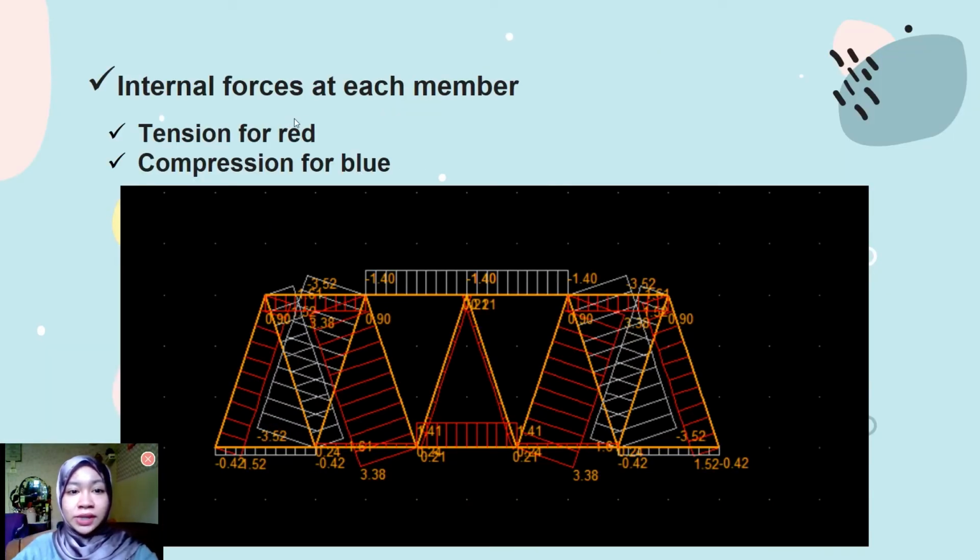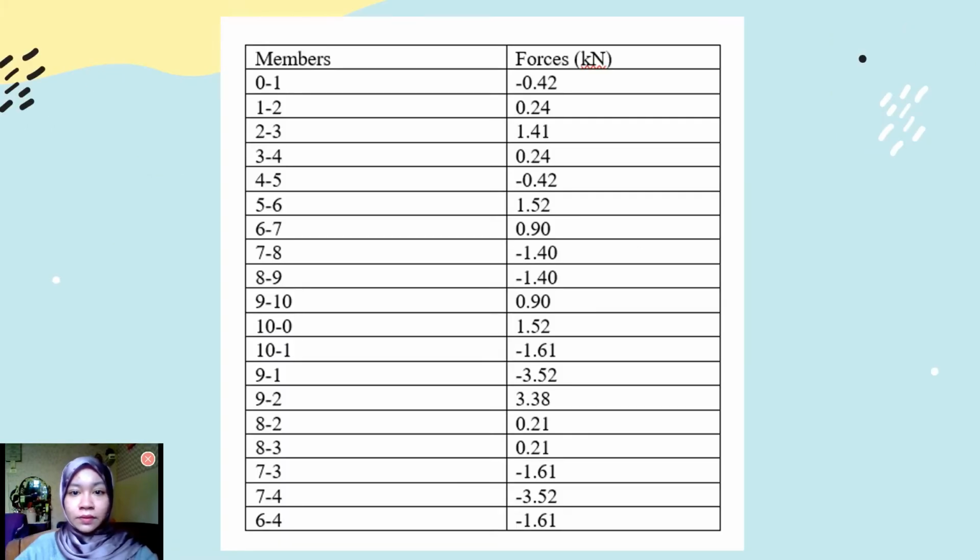And for the internal forces at each member, the red color is for tension and the blue color is for compression. And this is our result in using Pro 27 for internal forces of each member. And this is the detailed value for each member. We can look at 0 to 1 is negative 0.42, which is compression, and 1 to 2 is 0.24, this is tension, and so on.